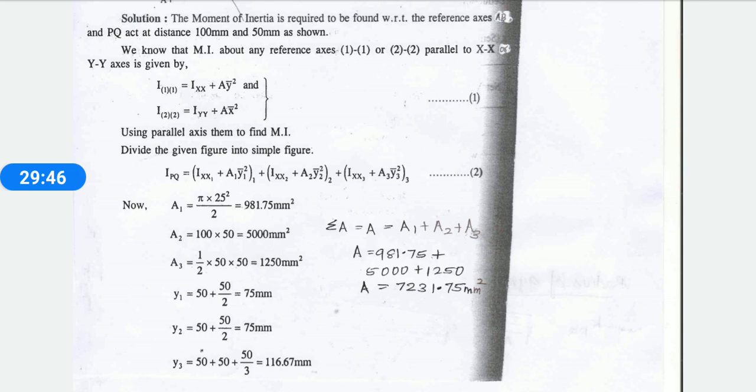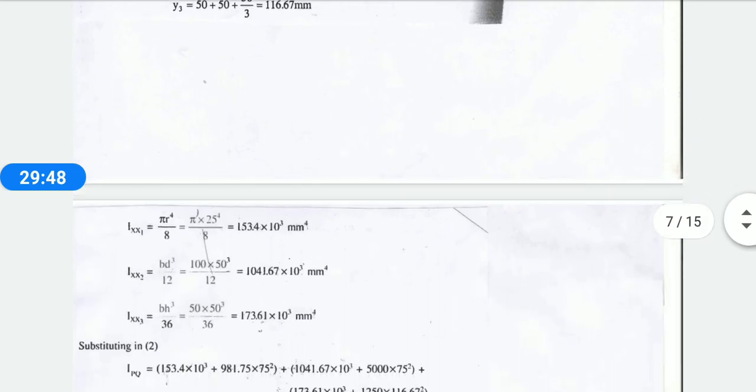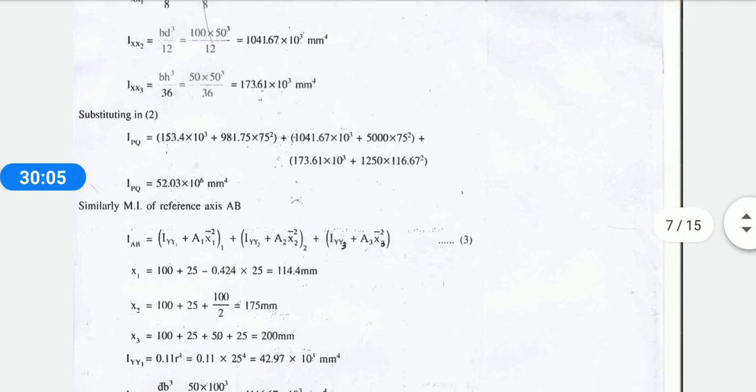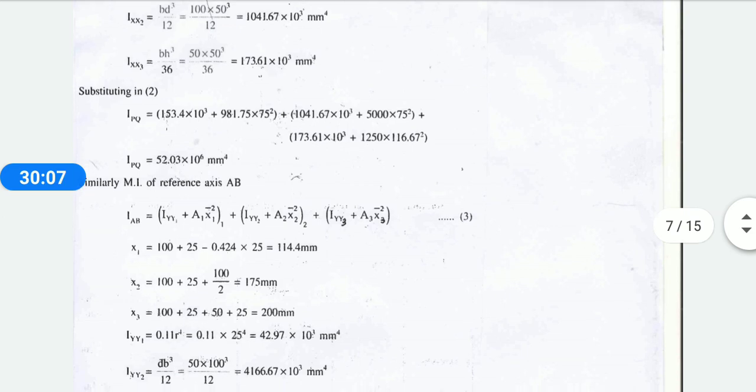So we already know for the rectangle it is equal to bd cube divided by 12. Substitute that formula and find out for one rectangle element, one semicircular element and for one triangular element. After finding, substitute that in your IPQ formula and take out your value as IPQ is equal to 52.03 into 10 power 6 mm power 4. This is for your x axis, that is I of PQ.